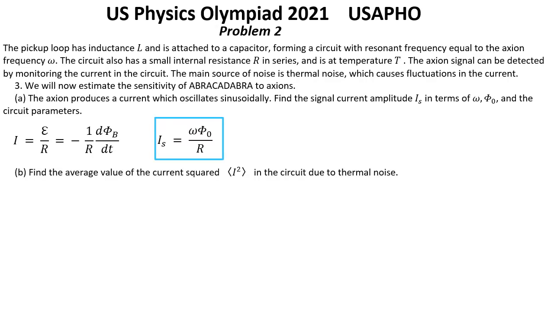Question B. Find the average value of the current squared, I square, in the circuit due to thermal noise. Solution. The energy stored in the inductor is L I square over 2. By the equipartition theorem, the average energy stored in any such quadratic degree of freedom is kBT over 2. So the average of I square equals kBT over L. That was the solution for question B.